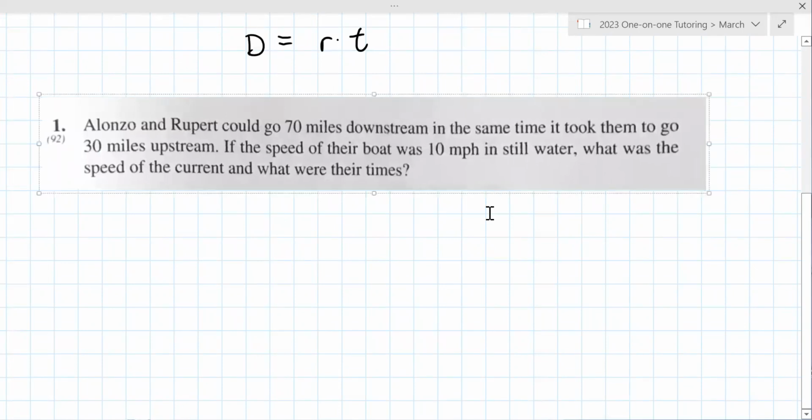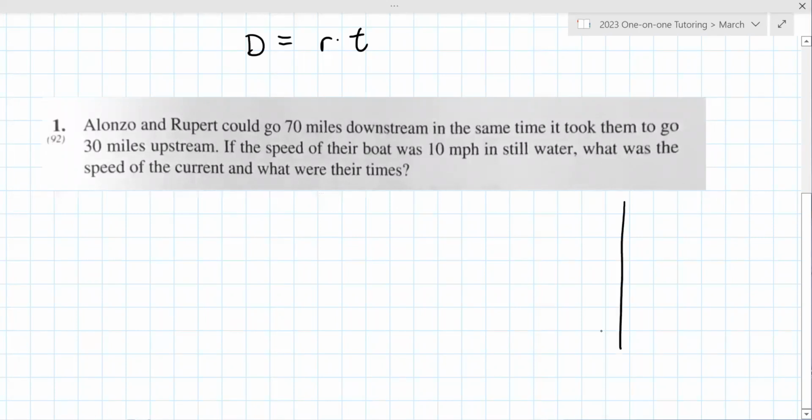All right. So Alonzo, okay, we don't care. The two people go 70 miles downstream. So that's the D is 70 miles. In the same time, it took them to go 30 miles upstream. Okay. If the speed of their boat was 10 miles per hour in still water, what was the speed of the current and what were their times?